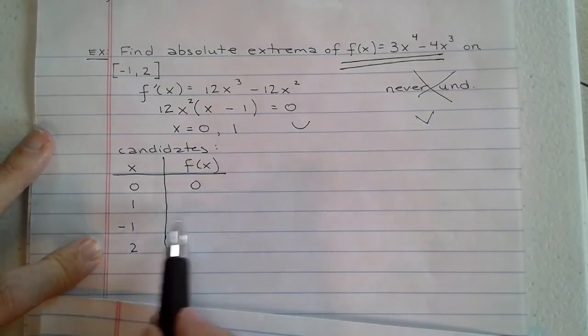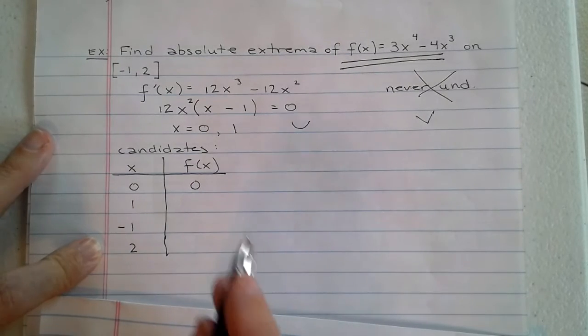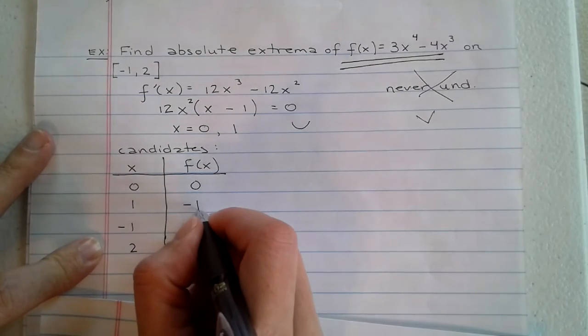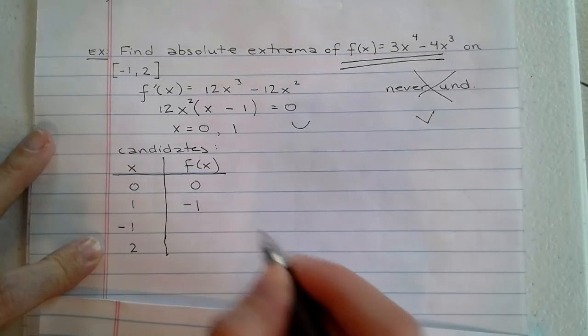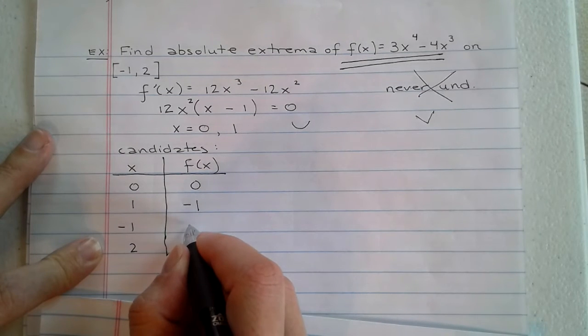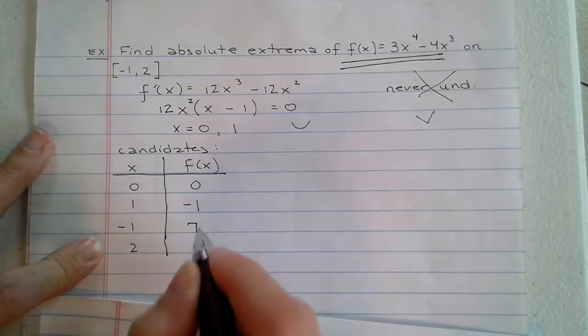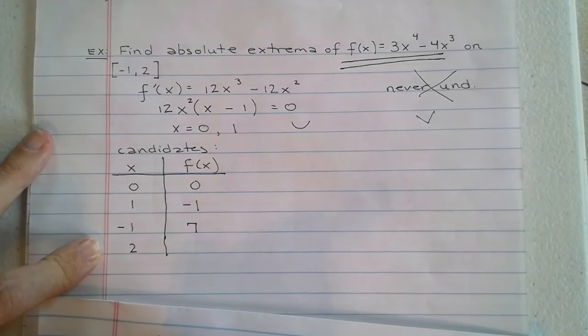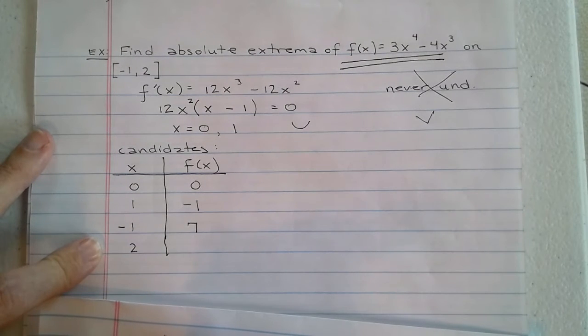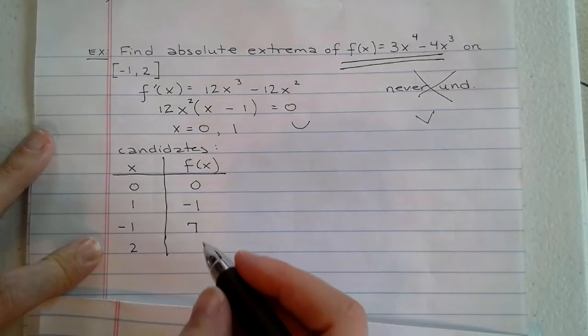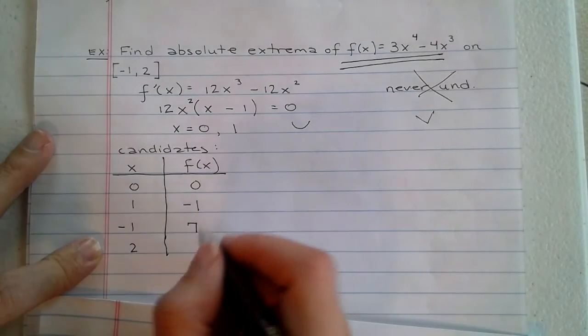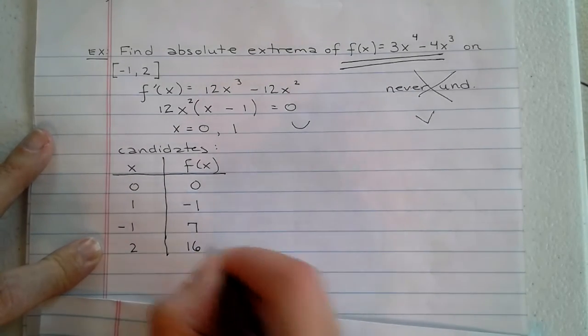Okay, when we plug in a 1, my y value, I believe, is -1. Plugging in a -1 is going to yield us a y value of 7 at that left endpoint. And then at the right endpoint, wow, I think we're up there at 16.